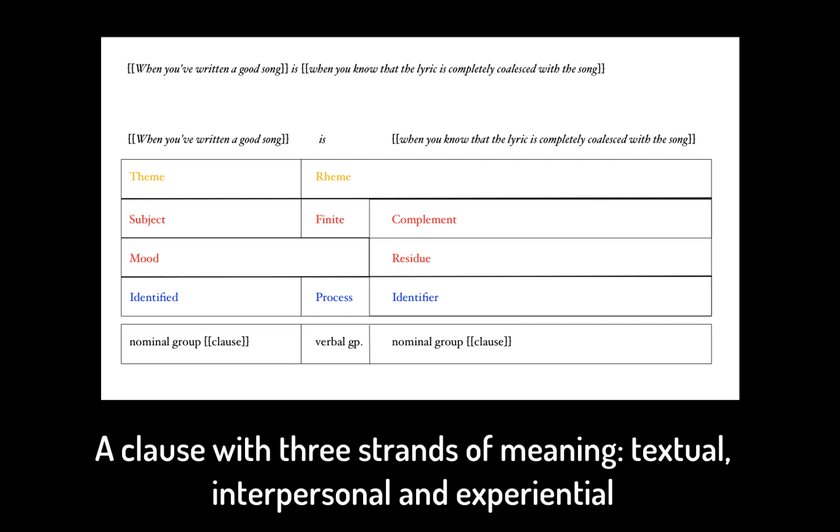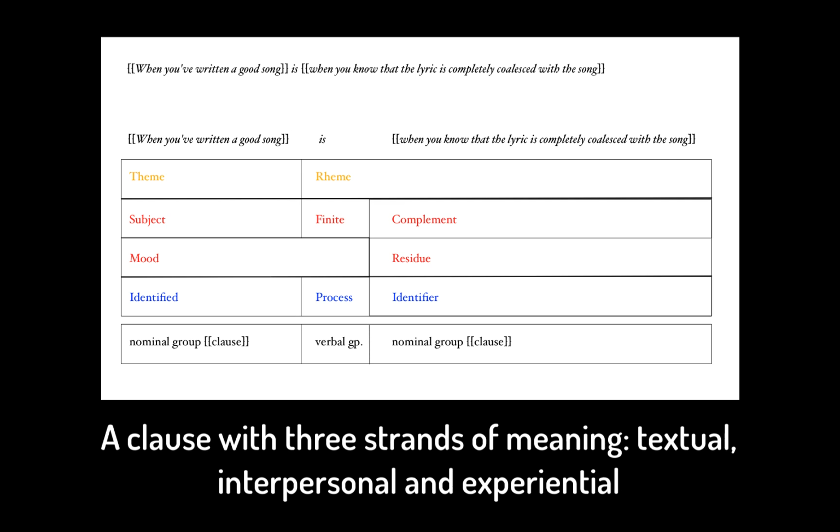Here is an example of the kind of metafunctional analysis of the clause as message, move, and figure that we will meet in this course. The yellow strand, that's the textual analysis, the clause organized as a message into theme and rheme, and that's where we'll start after this introduction.